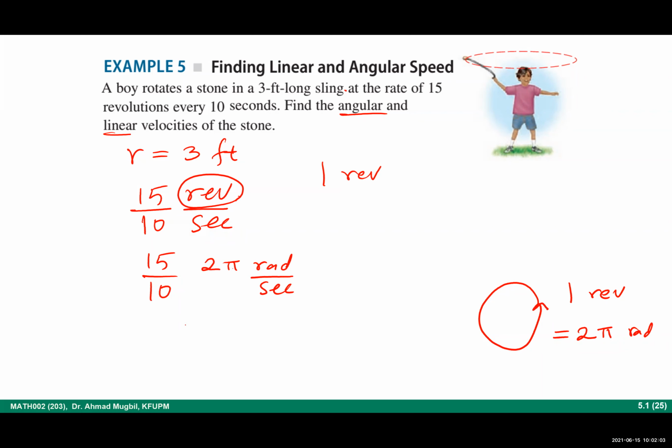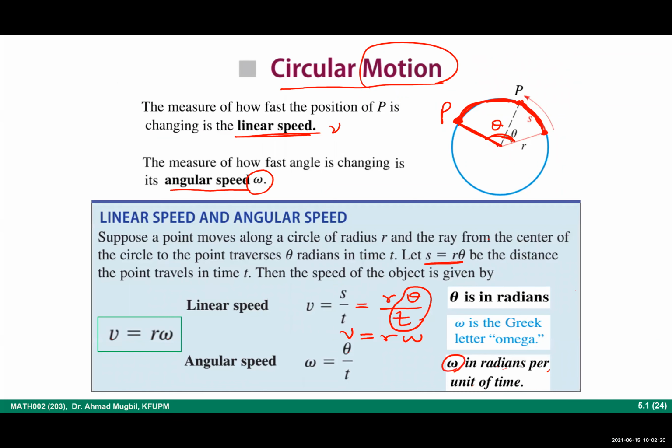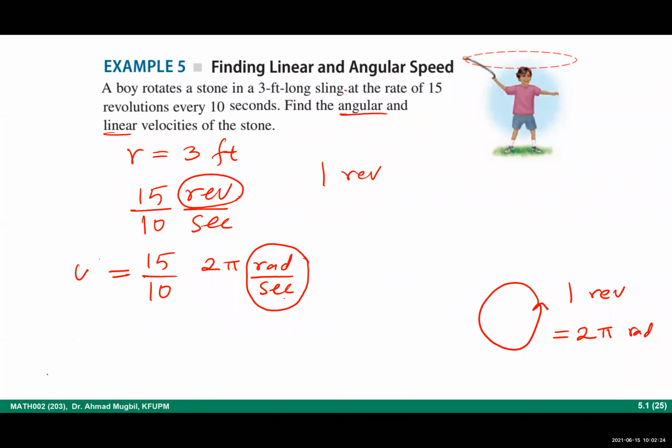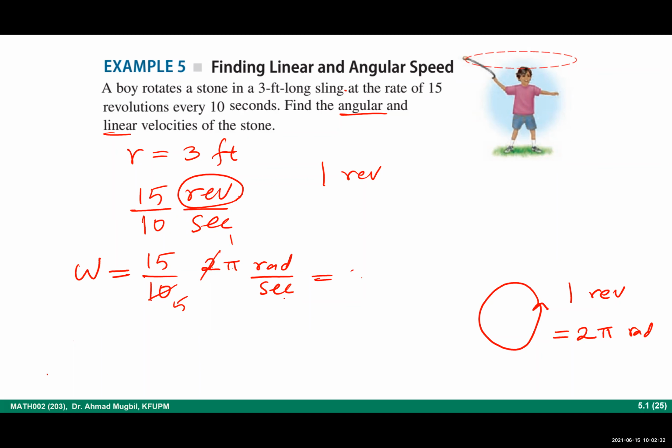Now, what is the speed whose unit is radian per second, radian per time? Remember, I told you in the previous slide, omega is radian per time. So here we have the omega. So omega here is 2, this is 1, this is 5, 15 over 5 is 3. So it is 3π radian per second. So we did find the angular speed.